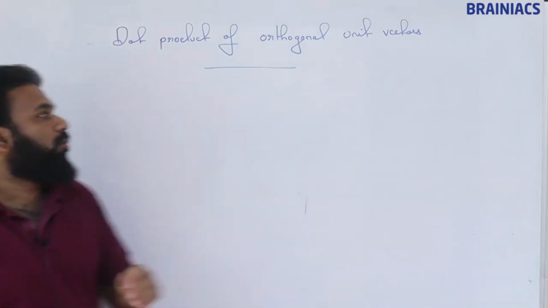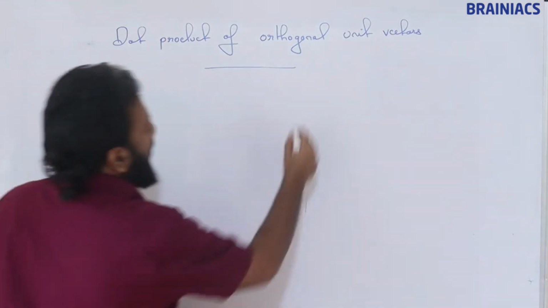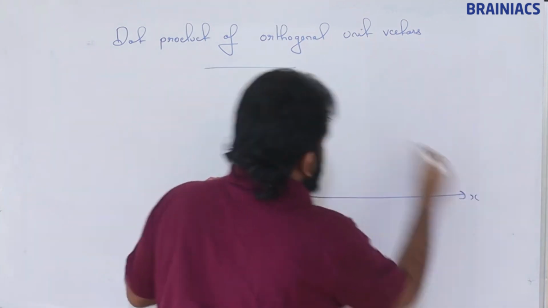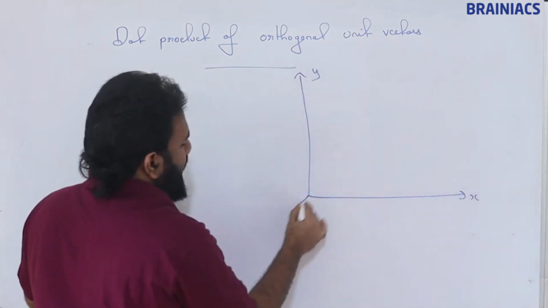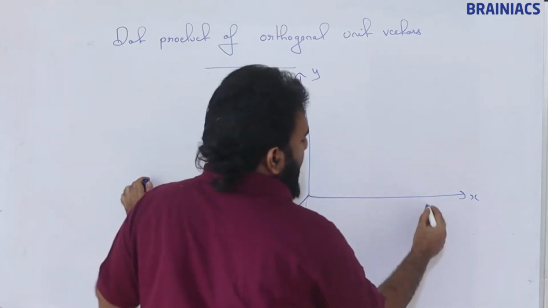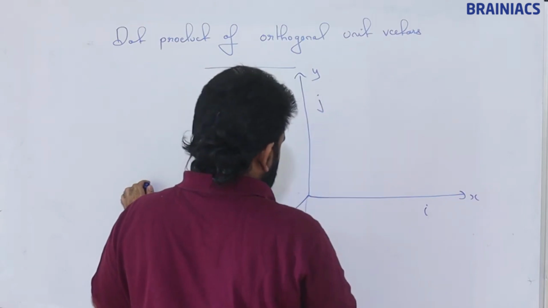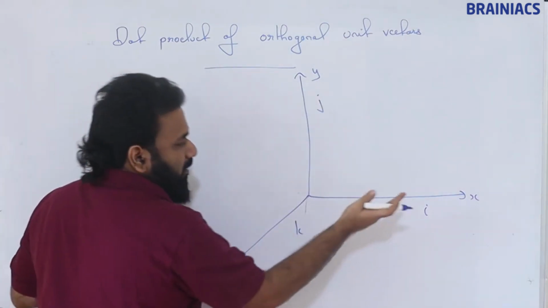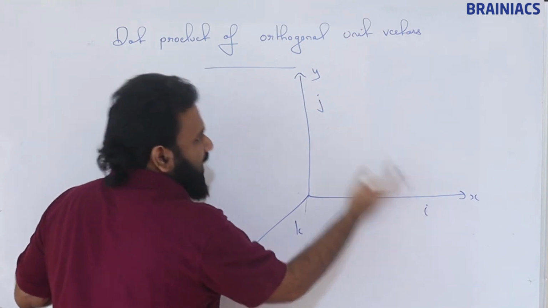So which are the orthogonal unit vectors? Suppose this is x, this is y, and this is z, with z towards you. These are i, j, k. So what is the dot product of orthogonal unit vectors? That is, what is the dot product of i and j?